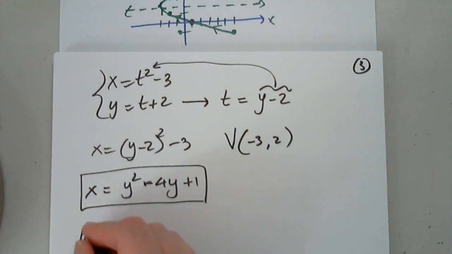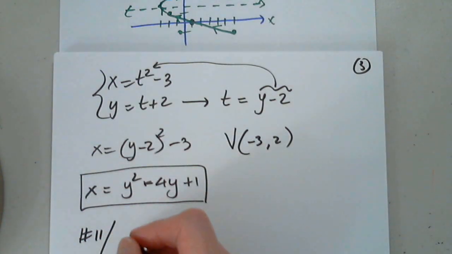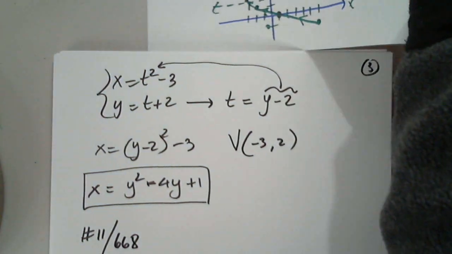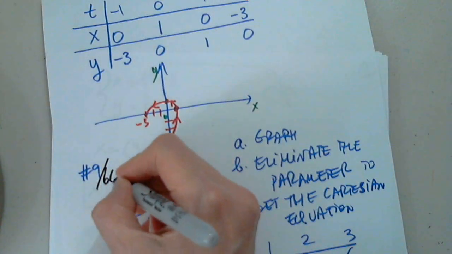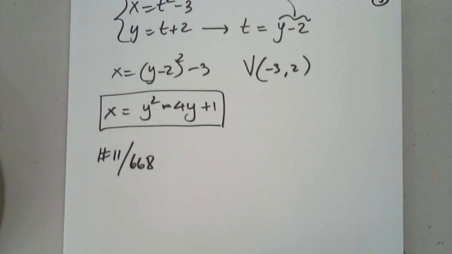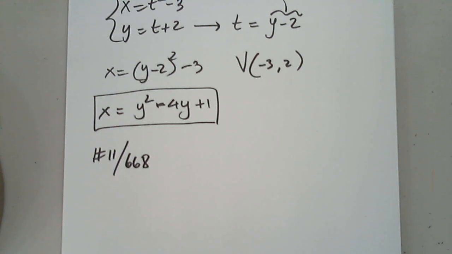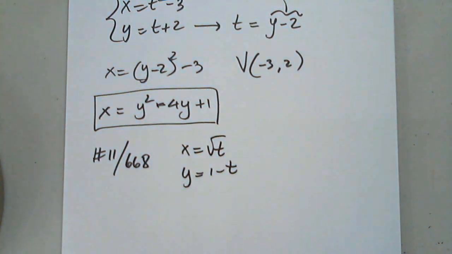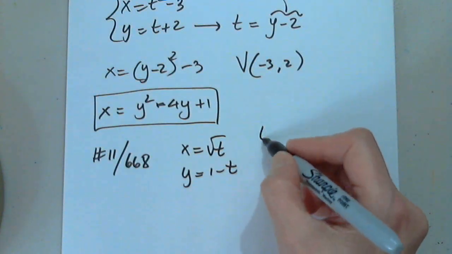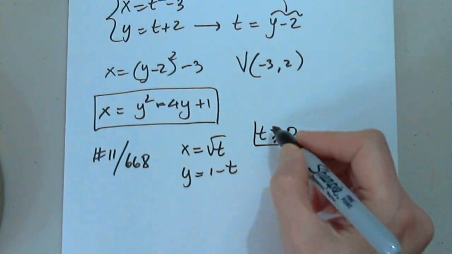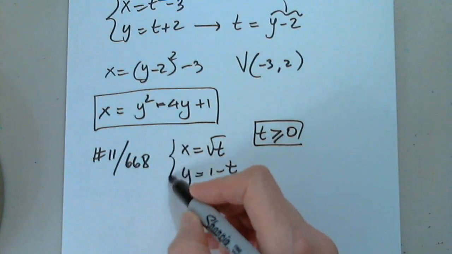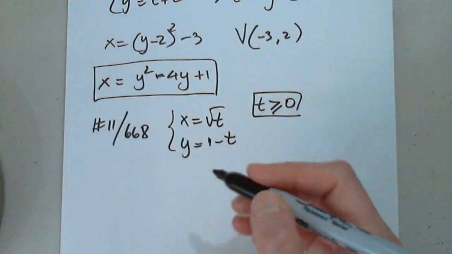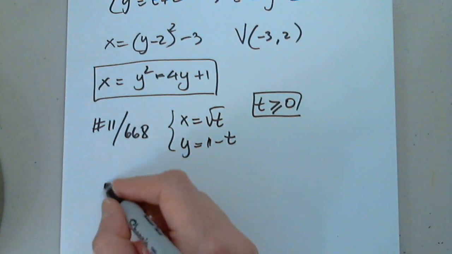Let's move on to 11. Same question for 11. Problems 9 and 11 are on the same page, 668. Number 11: x equals the square root of t, y equals 1 minus t. Notice that t has to be greater than or equal to 0, as we know, because of the square root. Doesn't matter the order. Let's graph.